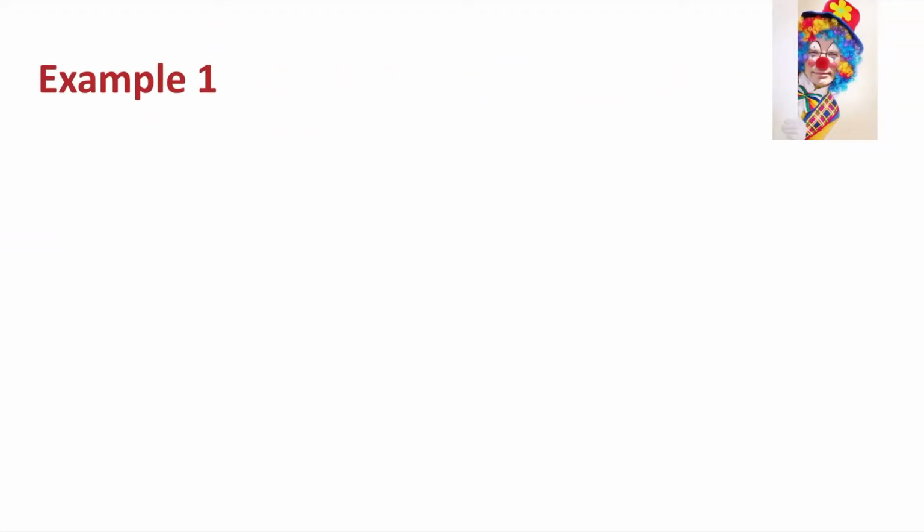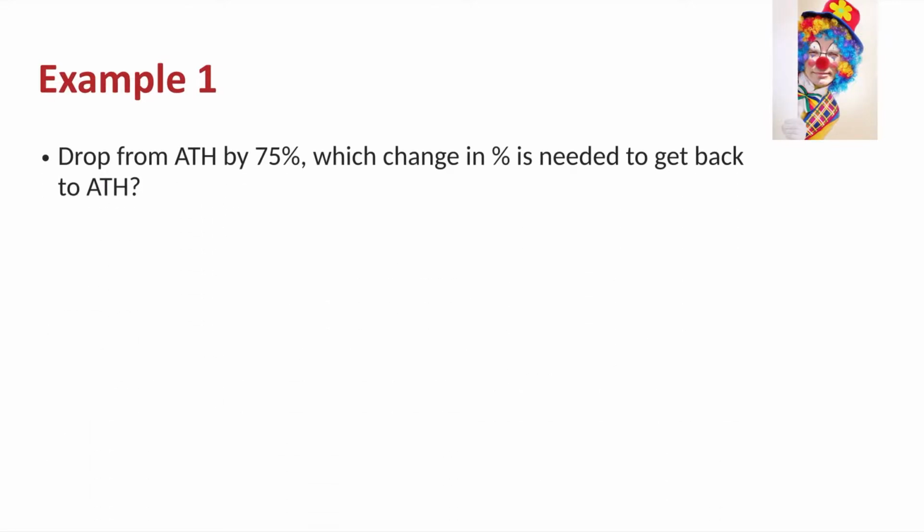But let's do some examples here. The first example is where we have a drop from an all-time high by 75%. And then the question is, which change in percent is needed to get back to this all-time high? It's of course not 75%. Maybe stop the video at this point, do your own calculation, and then we will see whether we come to the same result. Let's start the calculation here.